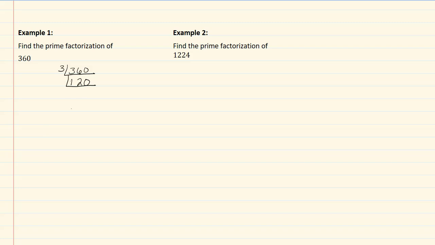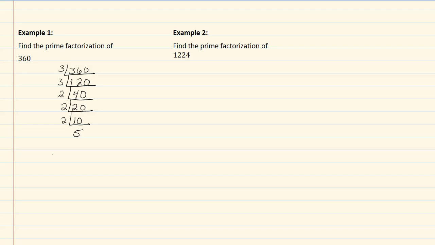120 is going to be divisible by 3 because 1 plus 2 is 3. So if I divide that by 3, it's going to go in there 4 times and a 0, so it'll be 40. Now 40 is divisible by 2 because it ends in a 0. So 40 divided by 2 is going to be 20, and 20 divided by 2 is 10, and 2 goes into 10, and that'll give me 5.